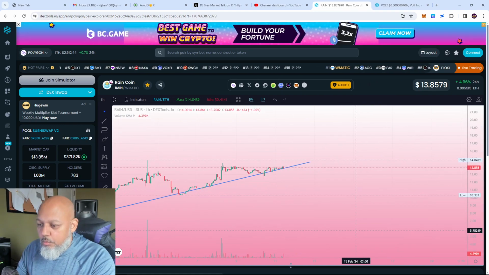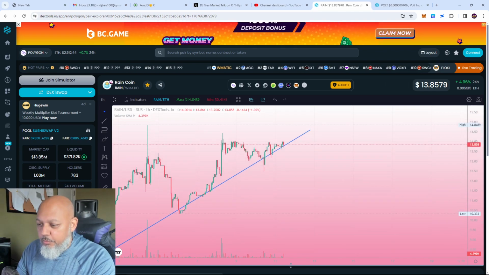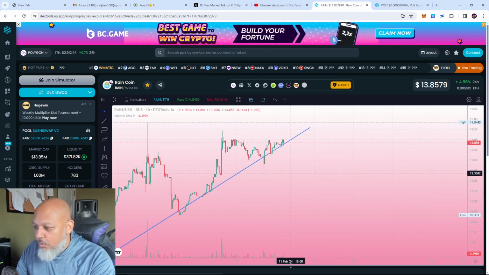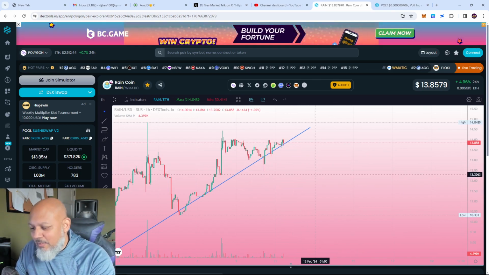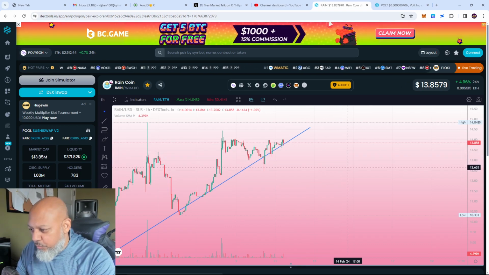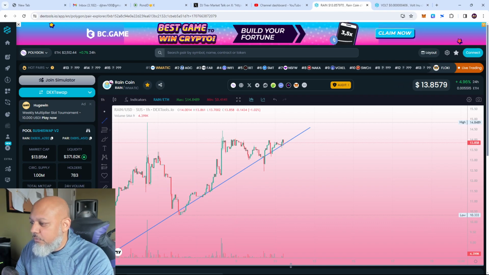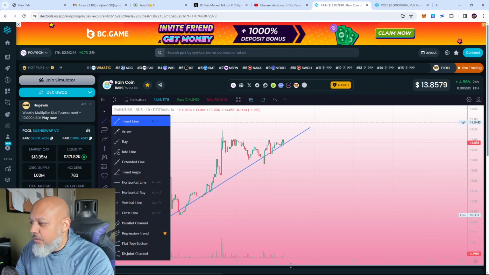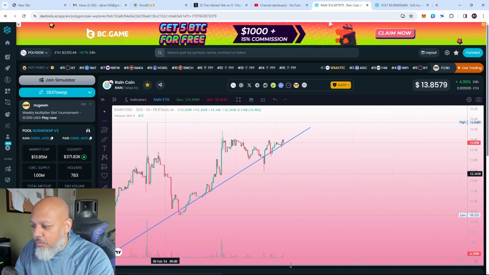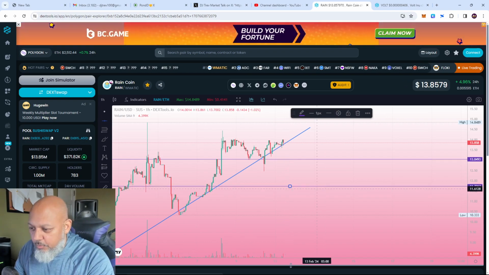But where we were yesterday when I drew this, we had come down to test what I had said was kind of a resistance level at one point, and then I was wondering if it was going to be a support level. Let me just draw that line in there for you real quick. So this is kind of where I was talking about, okay?